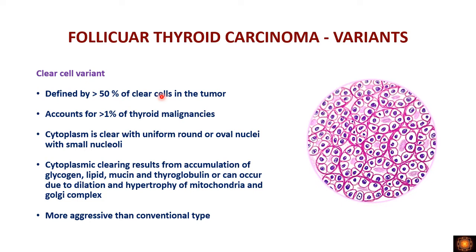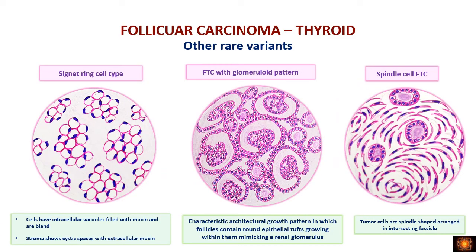In normal tumors also, in some foci we will be seeing clear cells, then we should not call it a clear cell variant. When there is more than 50% of clear cells, then only we should call it a clear cell variant. And this accounts for about more than 1% of the thyroid malignancies. And this is more aggressive when compared to the conventional type of follicular carcinomas.